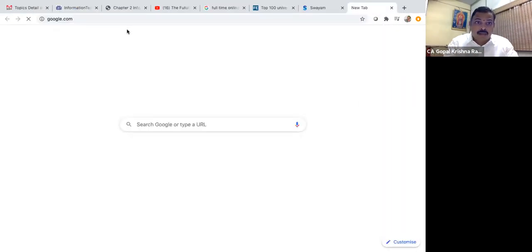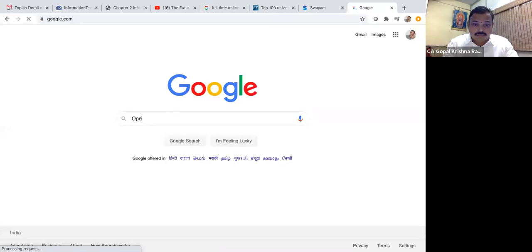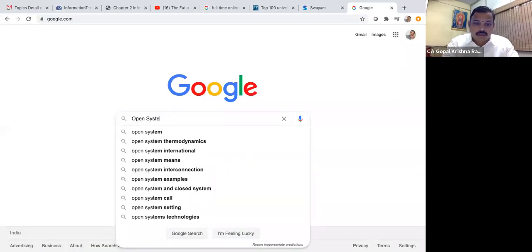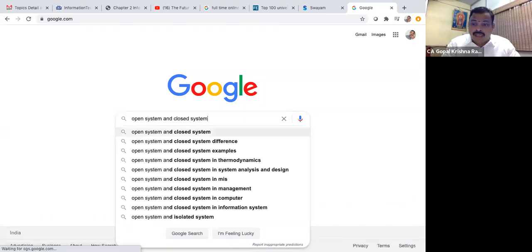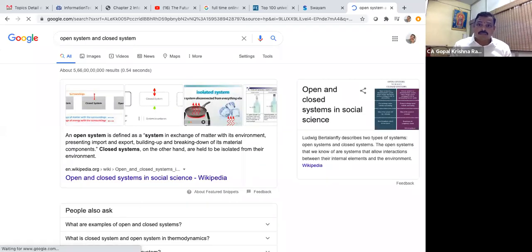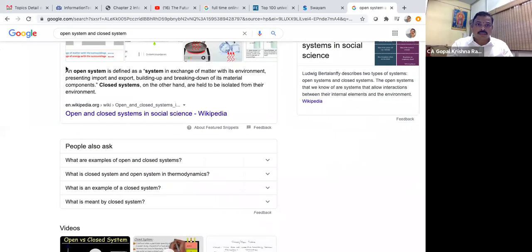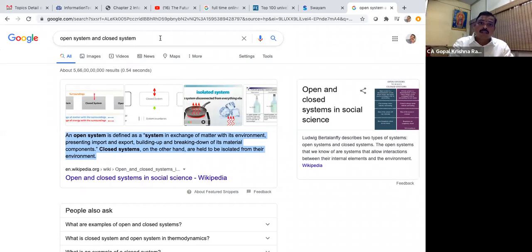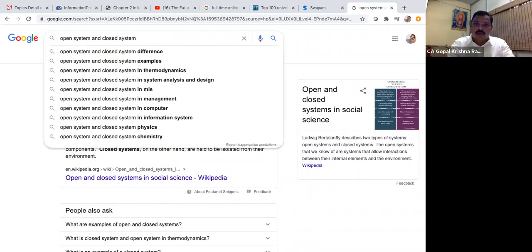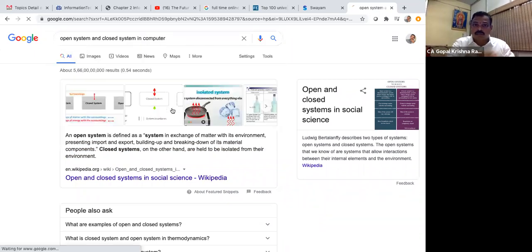Say, please look here. So what is open system and closed system? The moment I type, it is able to understand. So that is the so much advantage of this. Look at this, open systems and closed systems. Open system is defined as a system in exchange with the environment. Closed system, other than it is isolated from environment. It's a very general term. This is from a social science perspective. You can even speak from a physics perspective or from a computer science perspective.